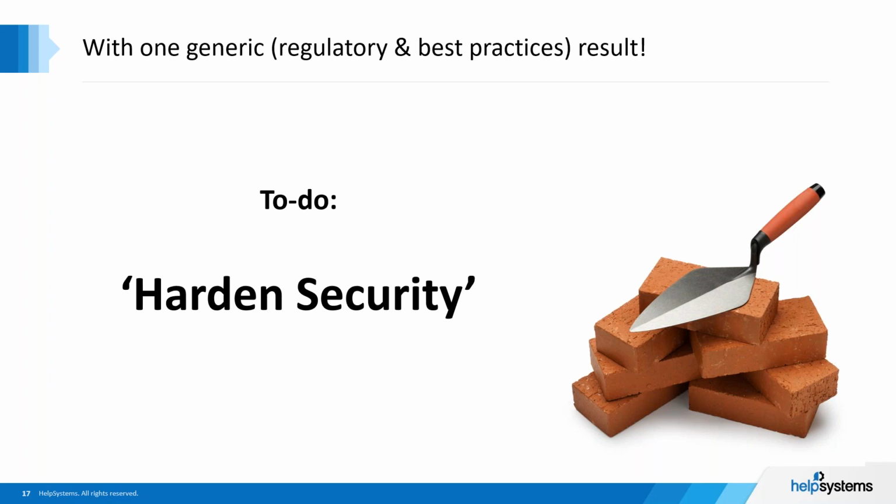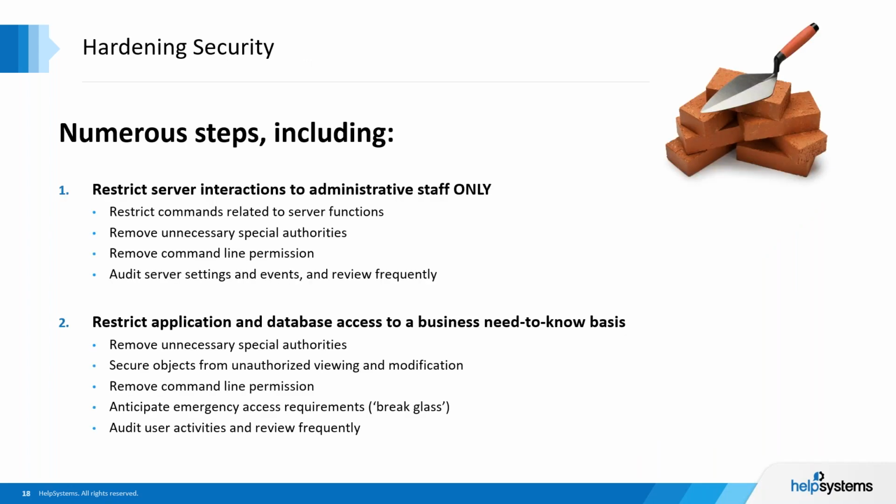However, we have to do our best to interpret that. And in doing so, what we've established is that there are numerous steps. I've listed two primary ones here, which is to restrict interaction with the server so it's only done by administrative staff, in that we're restricting application function and database usage to those users that have a business need to know. Now, within each of these two primary steps, of course, we have a number of sub-steps, ranging from restricting commands, removing special authorities and command line permission, and of course, auditing the activities that are happening.